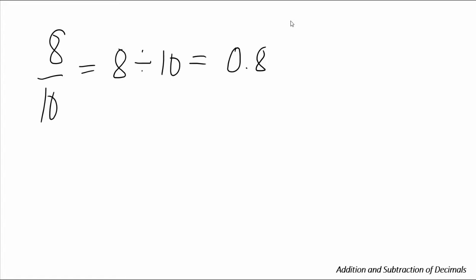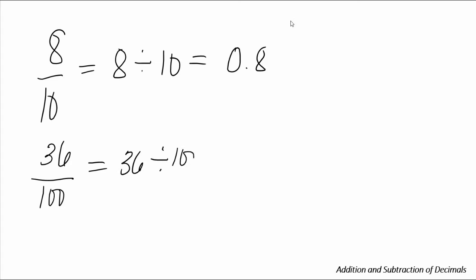If for example you have 36 over 100, okay, and you want to convert this into a decimal number, you will divide 36 by 100. That will give you 0.36.